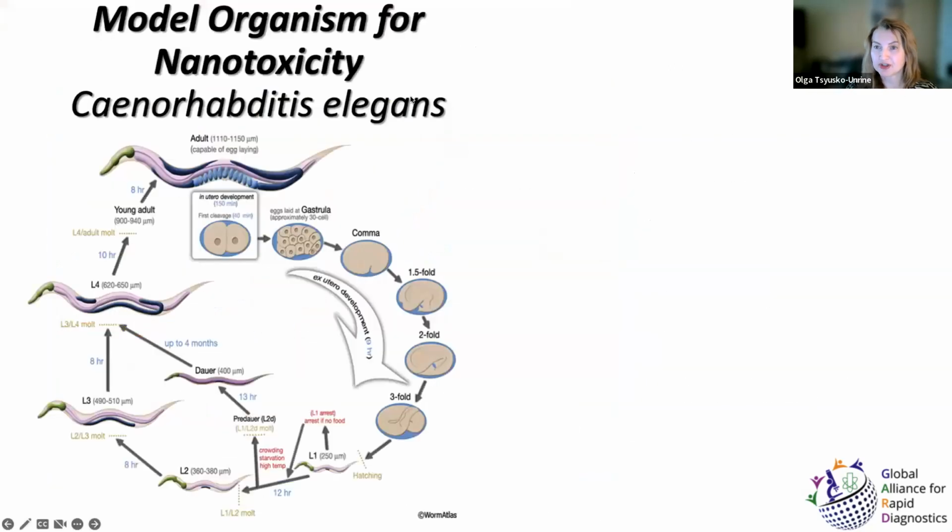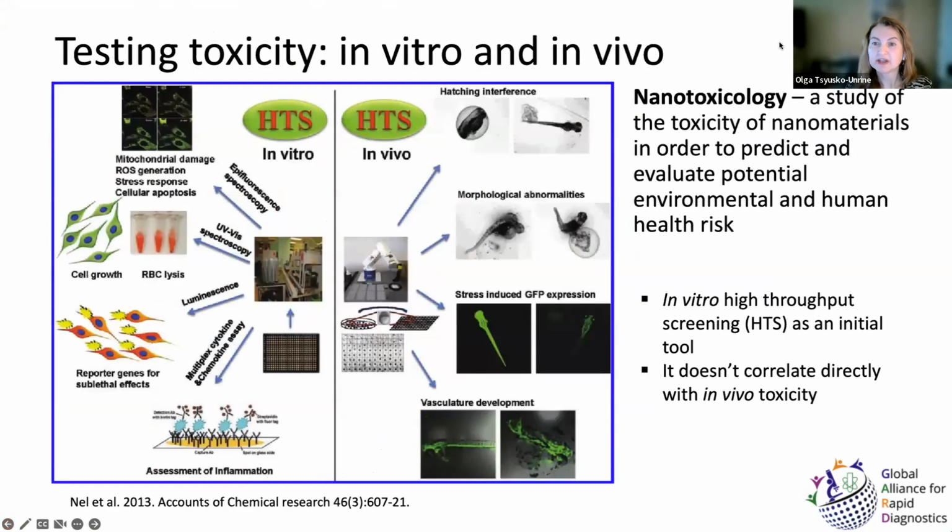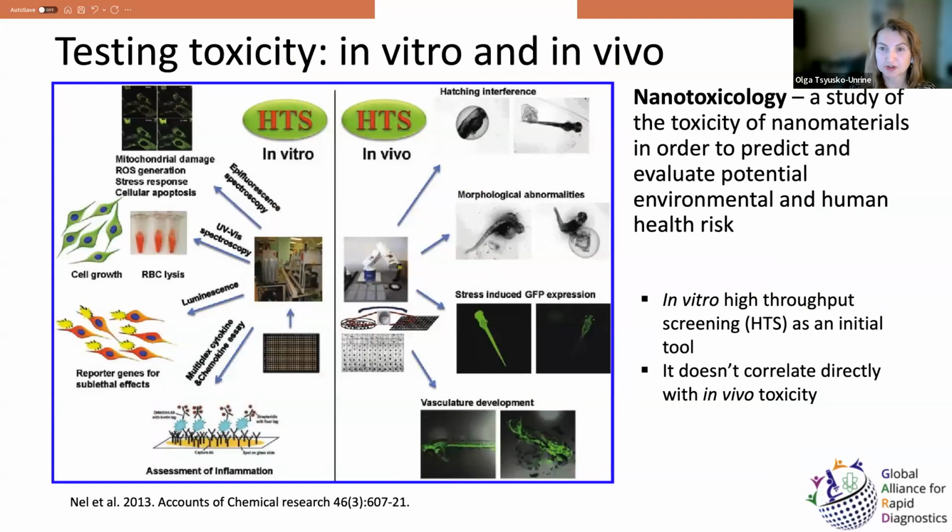So what do we do? That's where nanotoxicology comes into play. Nanotoxicology is basically the study of the toxicity of nanomaterials in order to predict and evaluate the potential environmental and human health risk. So we start with screening in vitro. That is usually used for high-throughput screening, or to understand mechanistic interactions of nanoparticles with proteins or cells. But that's used as an initial tool.